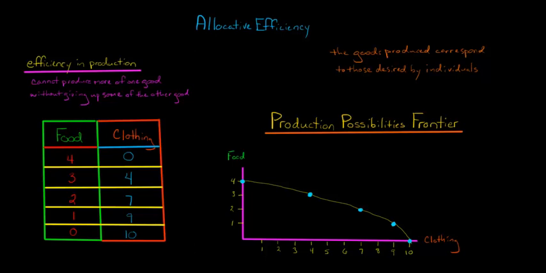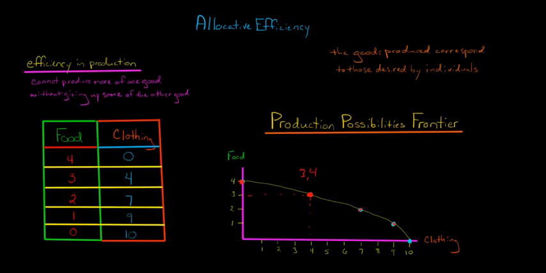In this video, we're going to discuss the concept of allocative efficiency. When we look at a production possibilities frontier, let's say for food and clothing, we know that every point along the PPF is efficient in production. What we mean by efficient in production is that at any point, let's say right here with 3 units of food and 4 units of clothing, point 3-4.